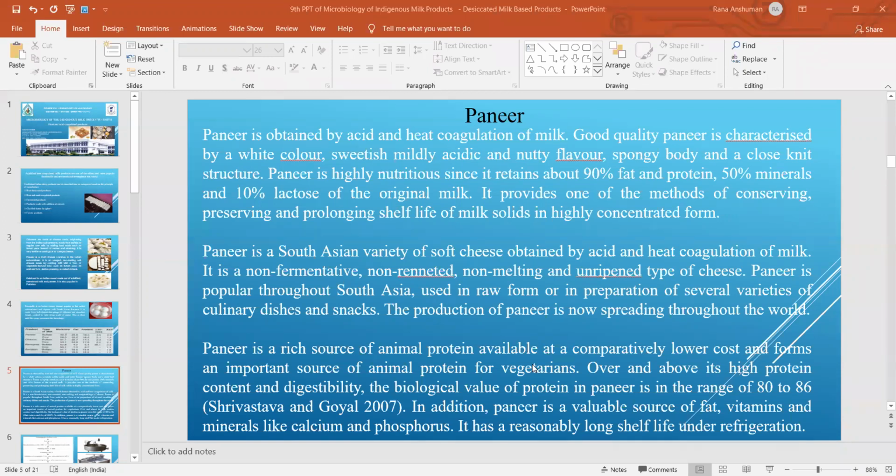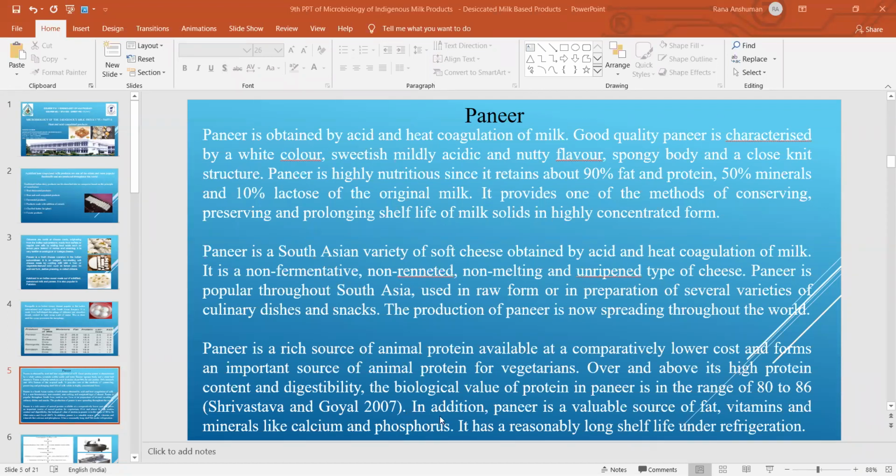So you can well imagine the popularity of this particular product. A number of different kinds of culinary dishes are produced by utilizing raw paneer, and it is also a very rich source of animal protein available at a comparatively lower cost and forms an important source of animal protein for vegetarian people. Over and above its high protein content and digestibility, the biological value of protein in paneer is in the range of 80 to 86. And this information was given by Srinivasa and Goel in the year 2007.